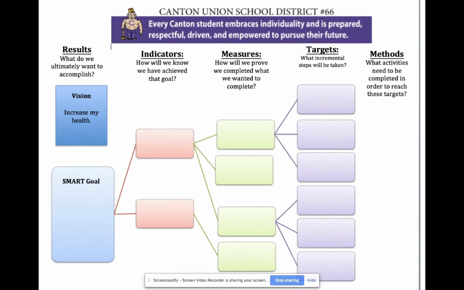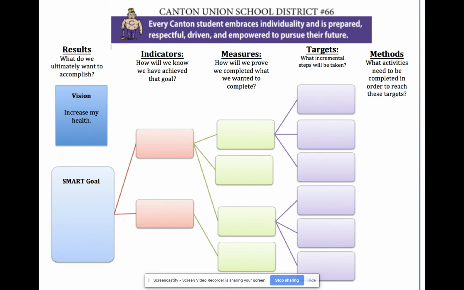In this module, I will walk through the organizer's components from left to right, using a personal health goal as an example. We will begin with the overarching vision, move towards identifying indicators, determine our measures, targets, and methods, and finally, we will utilize all of that information to construct our SMART goal.